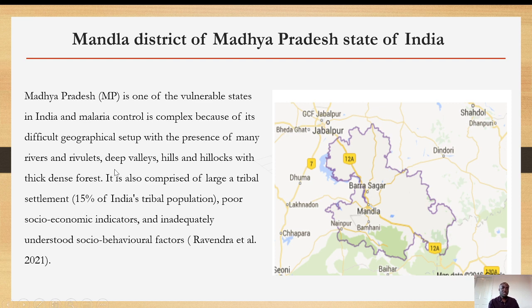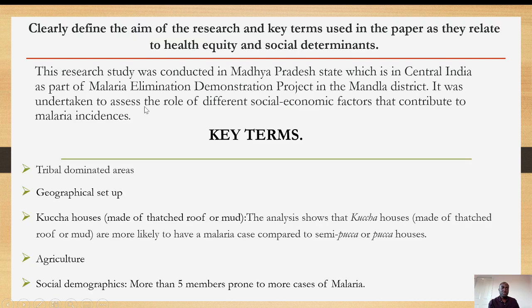It's in the forest area, hills, mountains, tribal. The things we're going to talk about is to clearly define the key terms. The aim was basically undertaken to assess different roles, socio-economic factors that contribute to malaria incidence. The key terms included tribal dominated areas, and they turned out to have more malaria cases. The geographical setup of the area has very good breeding grounds for mosquitoes, hence more malaria.